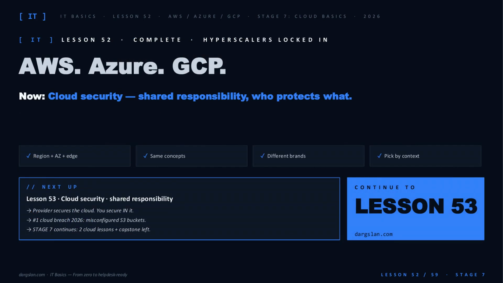Always clarify which one a ticket actually means. And that's Lesson 52 in the books, Hyperscalers Locked In. You now know that AWS, Azure, and GCP are built on the same core ideas: regions, availability zones, and edge locations, just wearing different brand names. Next up in Lesson 53, we shift to cloud security and the shared responsibility model. The provider secures the cloud, but you secure what's in it. And remember, the number one breach of 2026 is still misconfigured S3 buckets. 2 more cloud lessons, plus the capstone, and Stage 7 is yours. See you in 53.